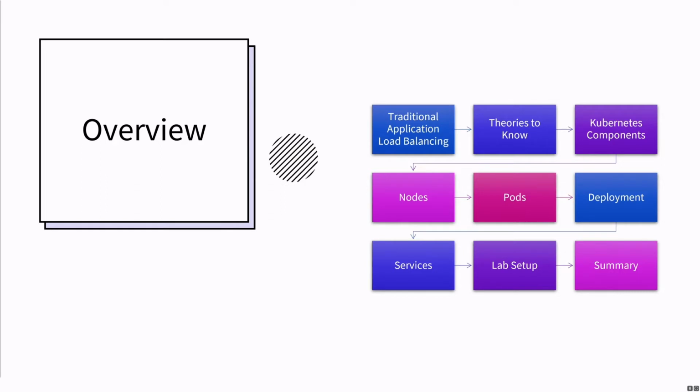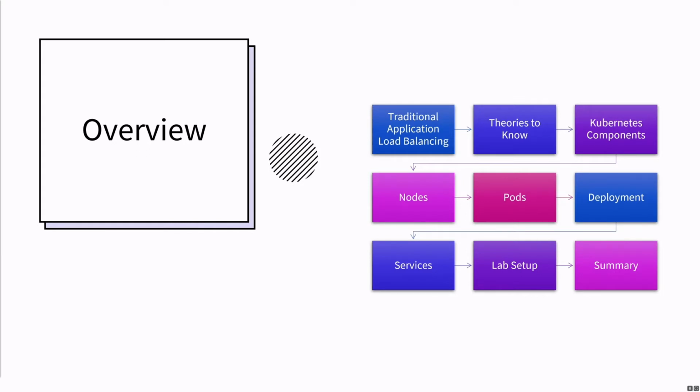Then we're going to take a look at the various components that make up Kubernetes and how they all work together. We're going to talk about what a node is and how it is useful and used in Kubernetes. Then we're going to talk about pods, what a pod is, what it's made up of, and how it communicates with things like the node and various pods within our Kubernetes cluster.